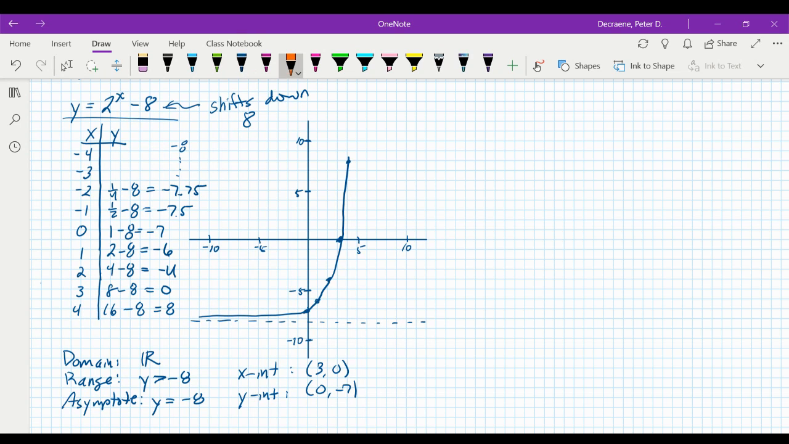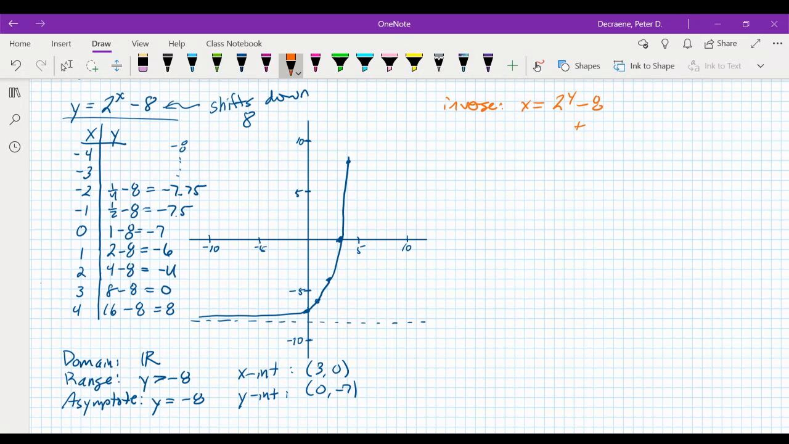Let's look at the inverse. Still, to get an inverse, we swap the x and y. So we've got x equals 2 to the y minus 8. Now this one, I can't rewrite as a logarithm yet because I've got this minus 8 attached on the end. I've got to get that out of there.